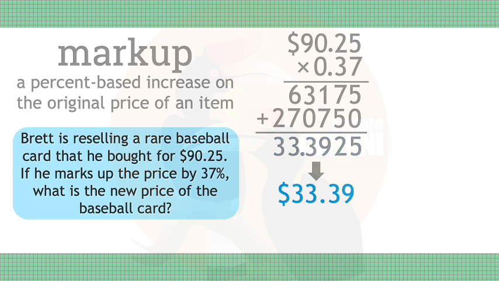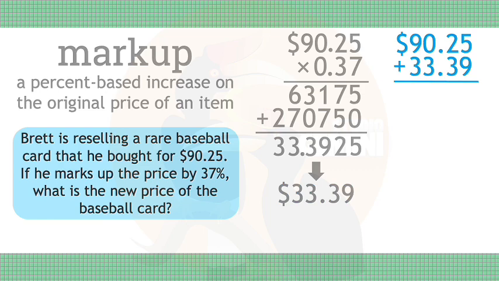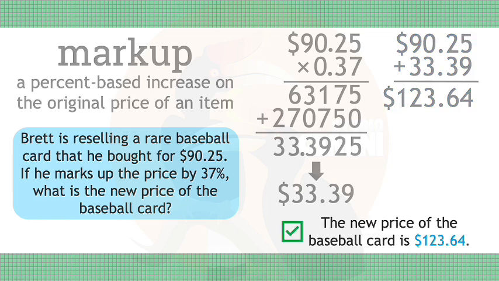Do you know what the final step is? If you were thinking we needed to add the amount of the markup to the original price of the baseball card, you're right. $90.25 plus $33.39 equals $123.64. The new price of the baseball card is $123.64. You did an incredible job with all of these examples. Now, when you face some of these situations with finding percent of a number in the real world, you'll know exactly what to do.